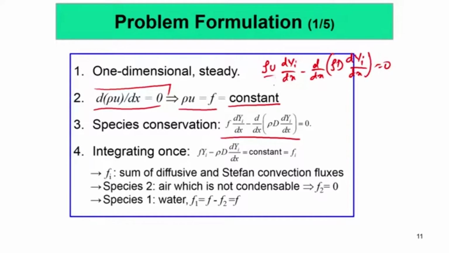So instead of rho u we have put f, because that is a constant, and then if we integrate it once, we get this thing, that is f yI minus rho D dyI/dx is equal to a constant, and that is equal to fI. Why fI? Now that is an interesting thing. For that you have to understand what these two things are, that is why I have written this.